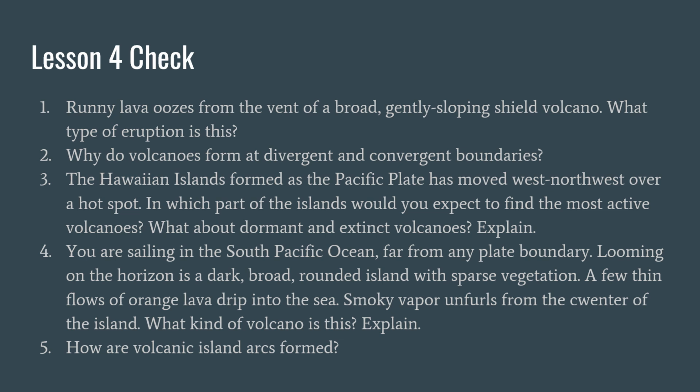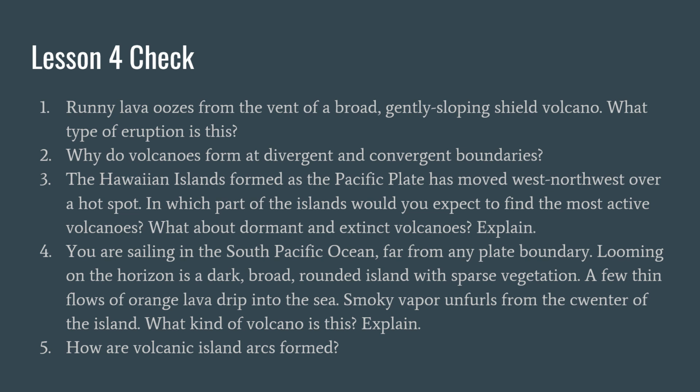3. The Hawaiian Islands formed as the Pacific Plate has moved west-northwest over a hotspot. In which part of the islands would you expect to find the most active volcanoes? What about dormant and extinct volcanoes? Explain. The active volcanoes would be in the east-southeast end of the chain. The dormant and extinct volcanoes would be in the west-northwest end. The plate is moving west-northwest, so the age and inactivity of the volcanoes would be greater in that direction.